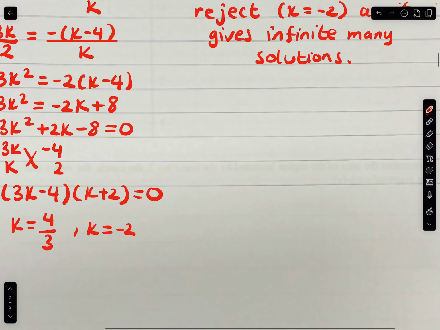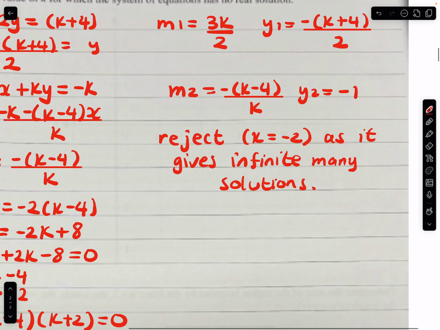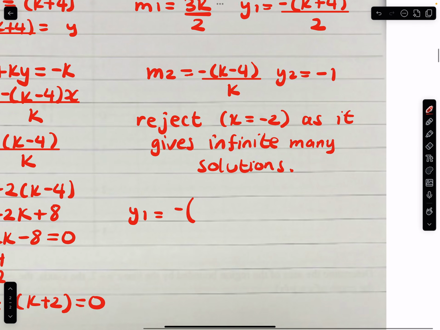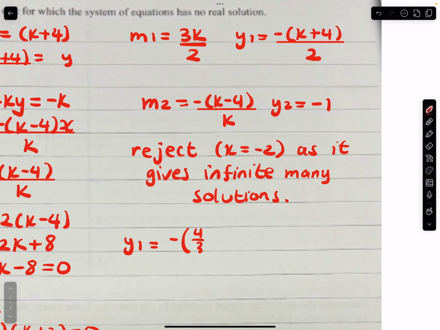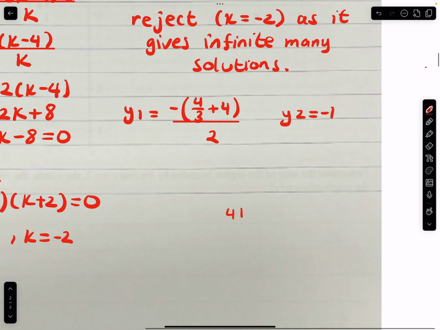Well, the other one is k equals 4 on 3. Let's check it too. So y1 is negative. If I sub 4 on 3, it will be 4 on 3 plus 4, all being divided by 2. And of course, y2 is just negative 1. Let's see what that's going to equal. So 12 on 3, which is 16 on 3. What's negative 16 on 3 divided by 2, which is just times it by half? It's negative 8 on 3.